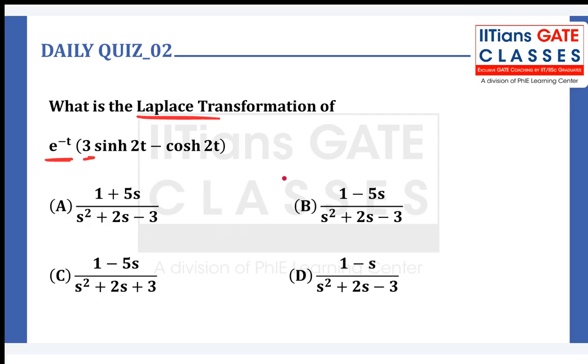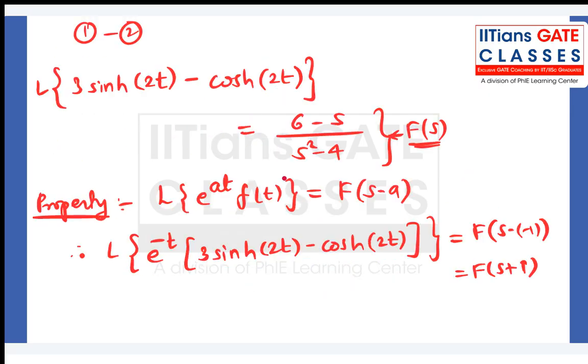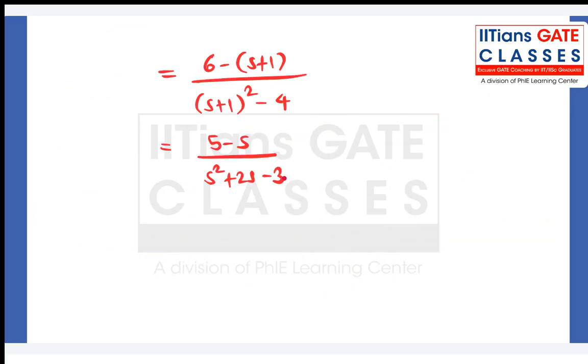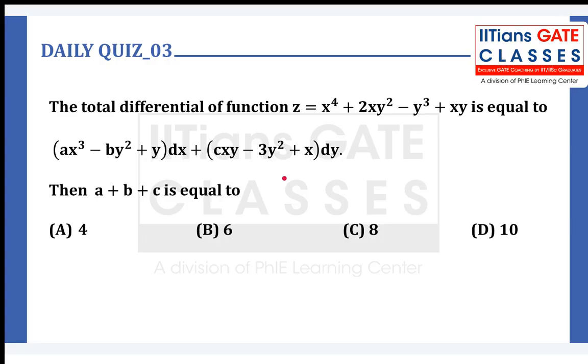Because in all options it is 1 plus 5s, 1 minus 5s, like that. Yeah, so I don't know. Something is wrong with the options. The answer is this only: 5 minus s divided by s square plus 2s minus 3. Okay, so let's move on.